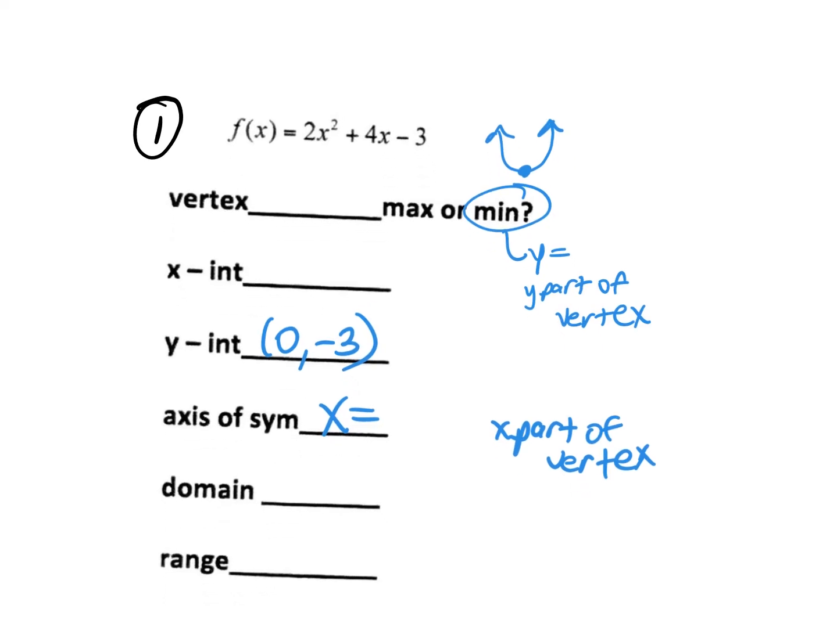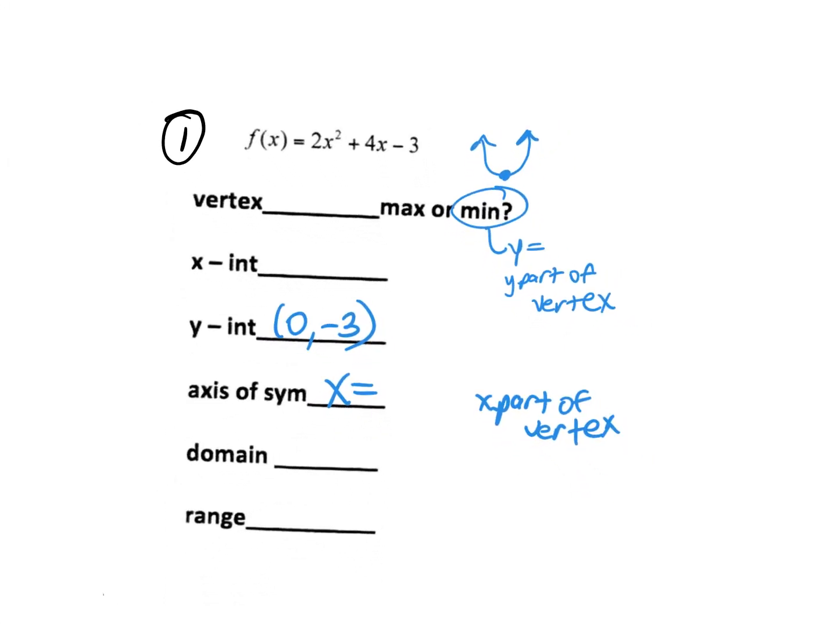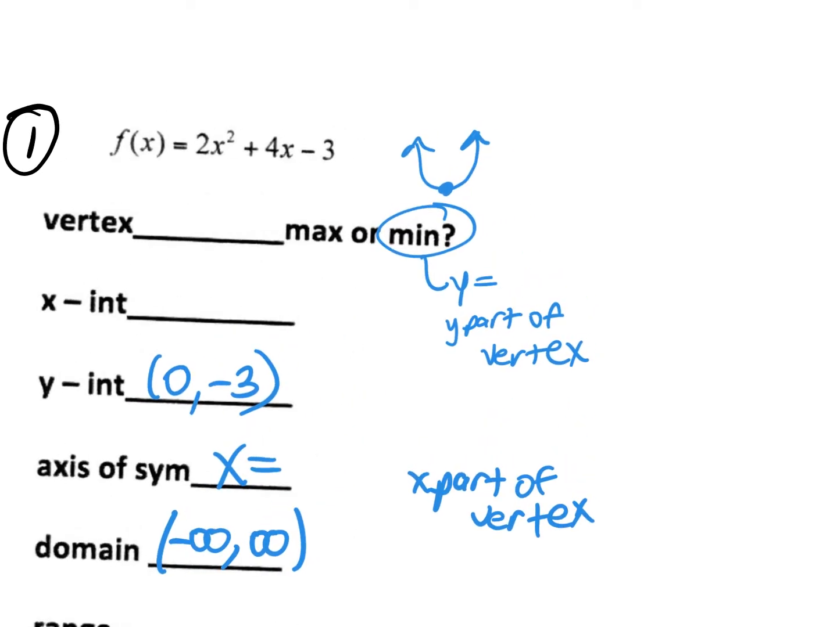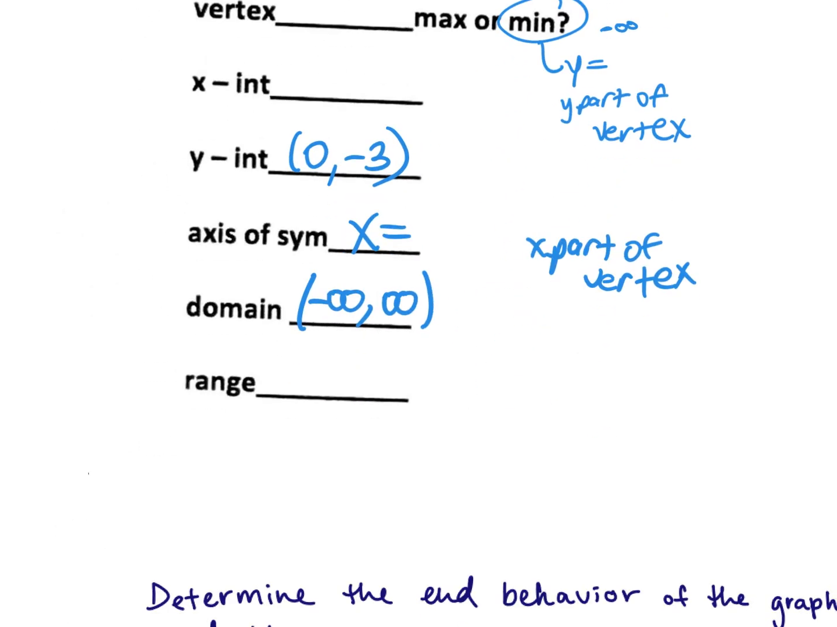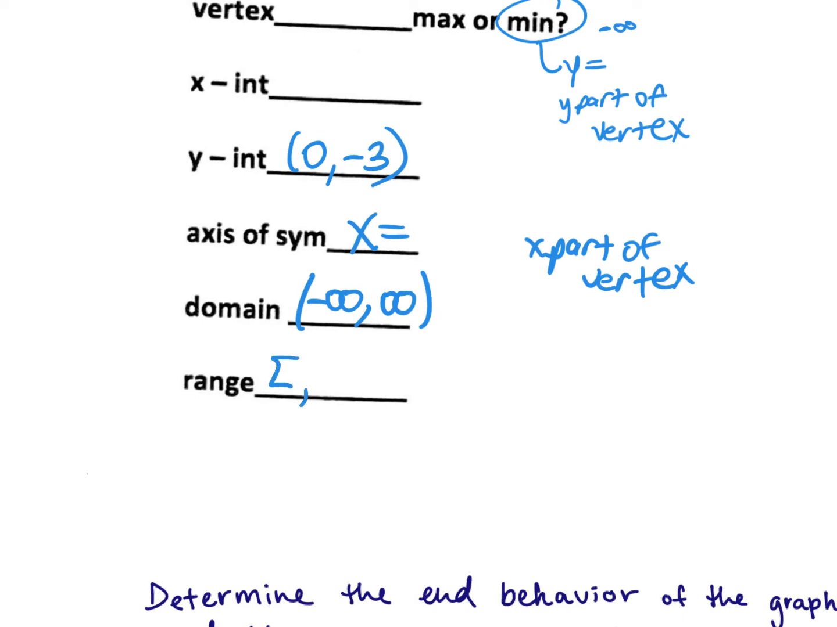And then I know that the domain of every single quadratic that we do is -infinity to +infinity. And I can kind of determine the range, because our range, remember, is either -infinity to the y part of the vertex or y part of the vertex to infinity. So which one is it? Y part of the vertex, so to infinity. That's the y part of the vertex because it's positive. We read range from bottom to top, so that's why.